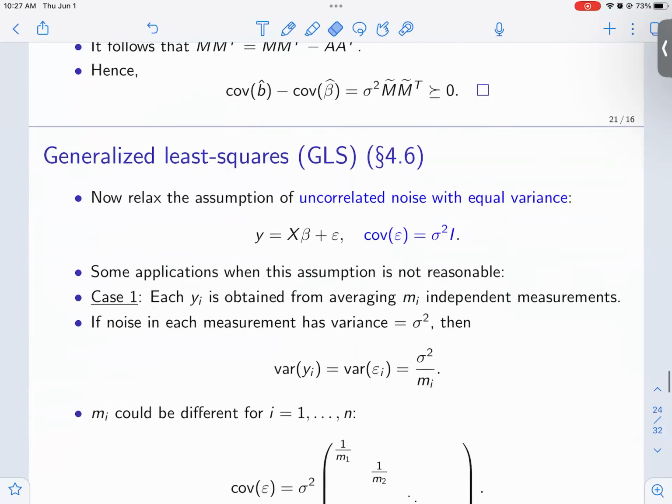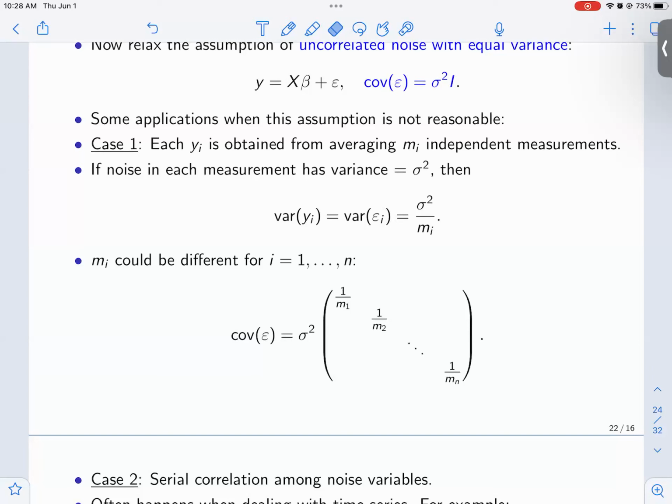So you could imagine that your new regression model has a covariance matrix where the noises are still uncorrelated, but because they're averaged over different sets of measurements before being given to you, the variances are 1 over m1, 1 over m2, 1 over mn, and so that destroys the assumption of Gauss-Markov.